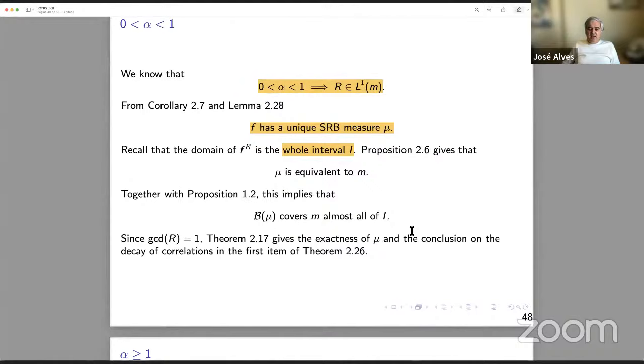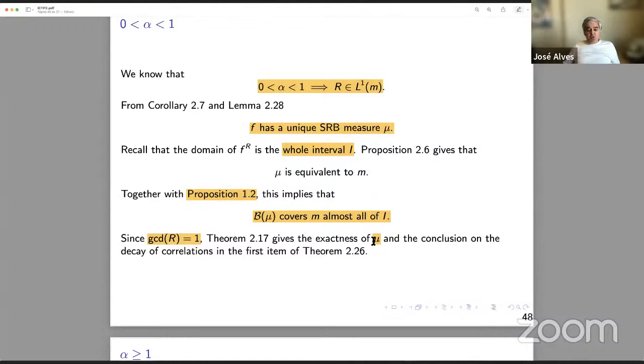So this is an SRB measure, so it is a physical measure. And by the previous result, which I left as an exercise, the basin of an ergodic measure mu is mu almost every point. But since mu is equivalent to m, we conclude that the basin is m almost every point in I. So the basin of mu covers m almost every point. For being a physical measure, it is only required that the basin has positive Lebesgue measure, but in this case almost every point in the space belongs to the basin. And since the greatest common divisor is equal to one, we have the exactness of the measure mu.